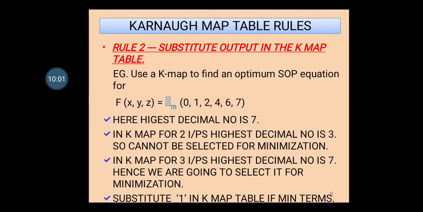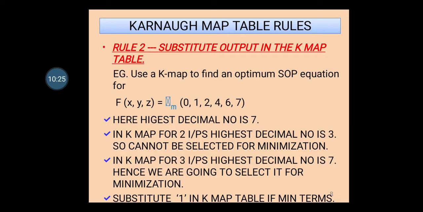So the first rule of K-map is to identify the number of inputs. Depending on that, you have to select a K-map of either 2 input, 3 input, or 4 input, depending on the given equation. The next rule is, after selecting the K-map table, you have to substitute the output in the K-map table. Whatever output is given, you have to substitute that in the K-map table.